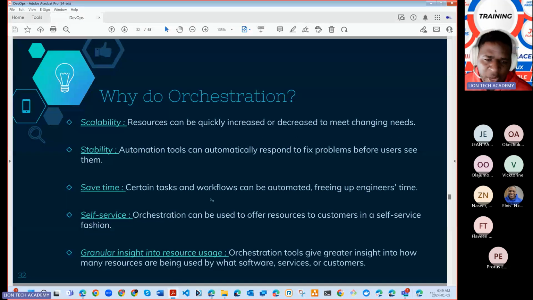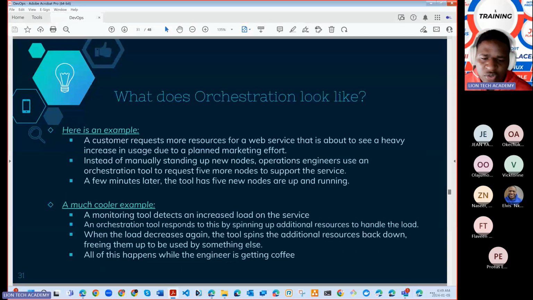Okay, a cooler example is a monitoring tool that detects an increase in load on the service. An orchestration tool responds to this by spinning up additional resources to handle the load. When the load decreases, again, the tool spins the additional resources back down, freeing them up to be used by something else.